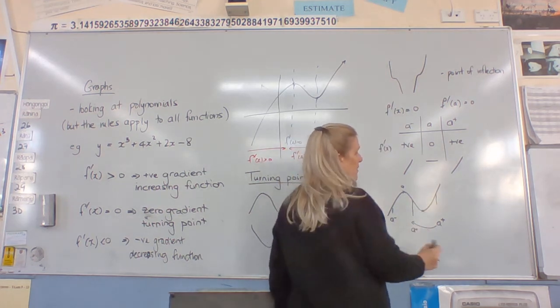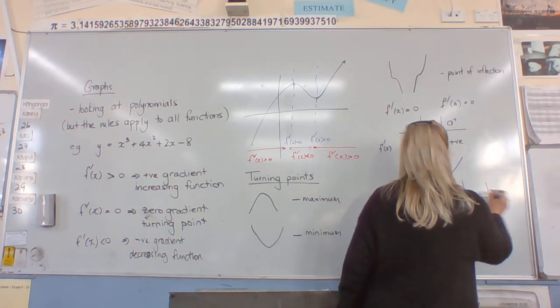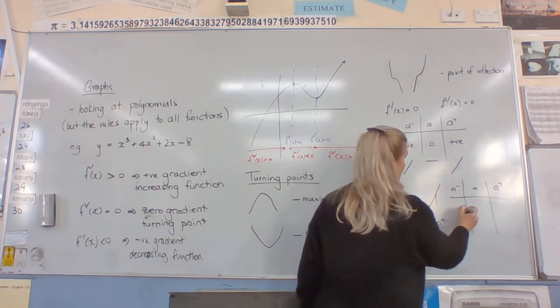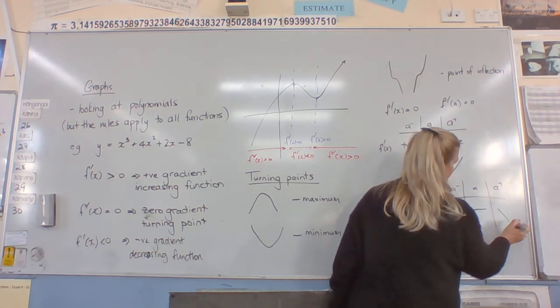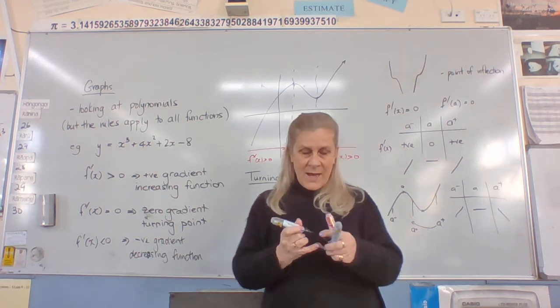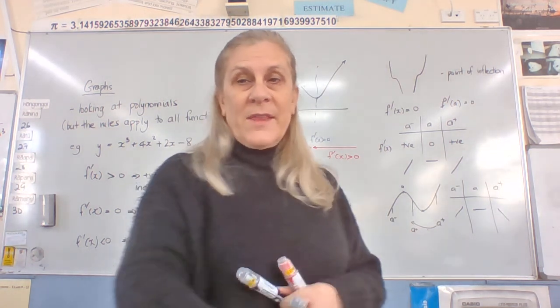And therefore we would have got a positive, a negative, a 0 and a negative to give us the answer that at that point a we had a maximum. All right, that's what we're going to do today.